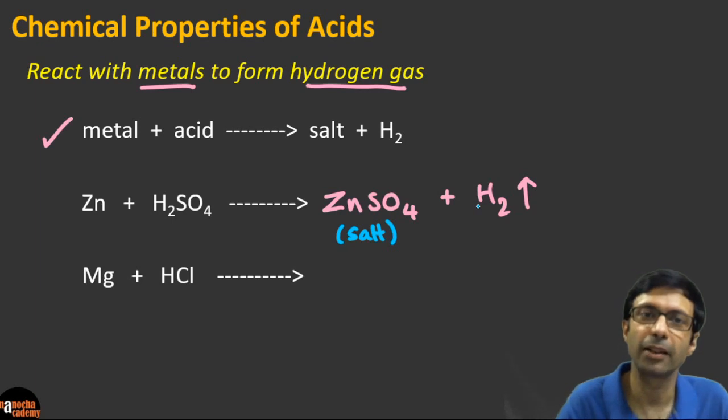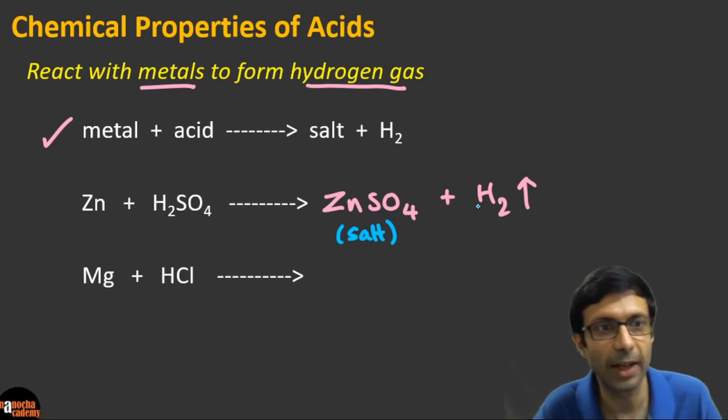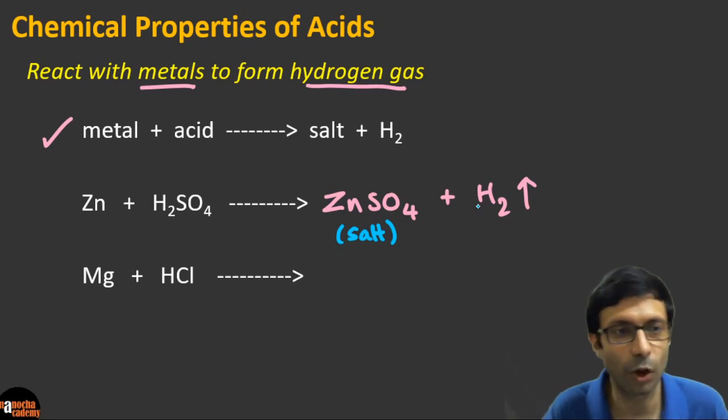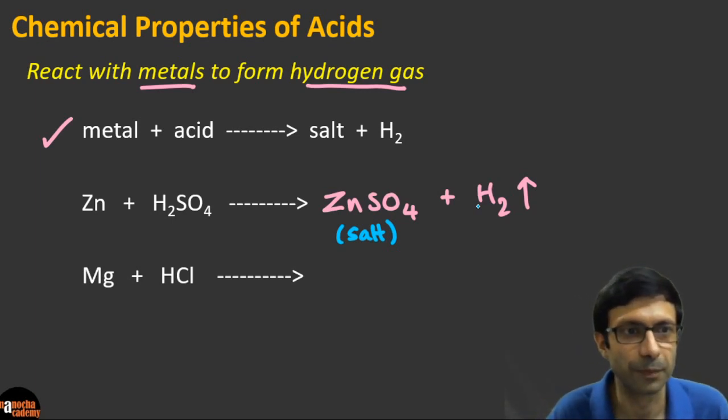So how can we predict that zinc plus dilute sulfuric acid is going to give us zinc sulfate plus hydrogen? Can you tell me what type of reaction is this? And good, you guys, some of you have tried the next one also. We'll come to that. So what category based on your types of chemical reactions does this fall into?